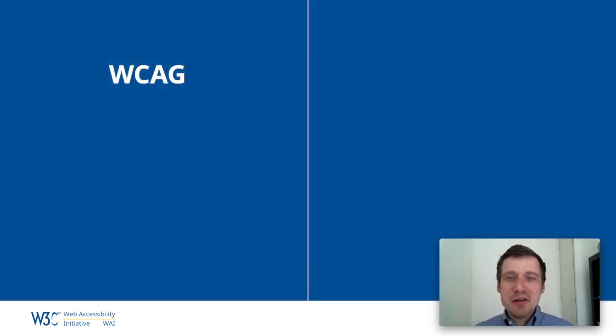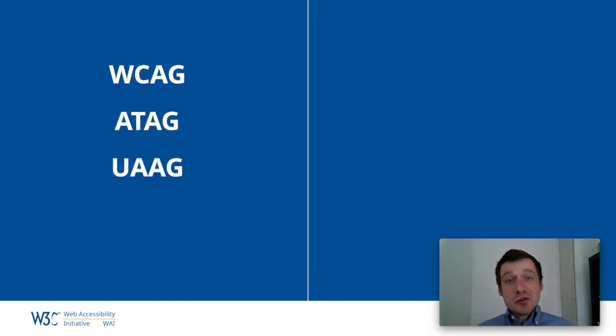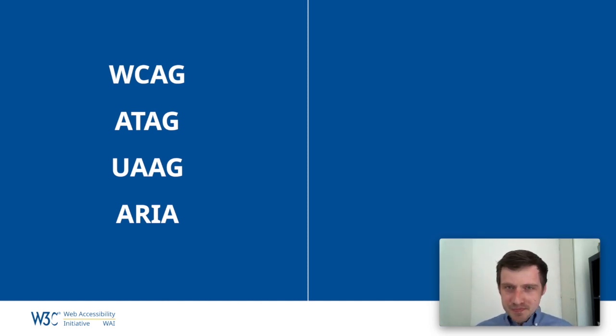WCAG, the best known one, I would say. It's adopted by governments worldwide. And it is for making web content more accessible. And then there is ATAG, which is about authoring tools, UAAG, which is about user agents, like browsers, for example, and other tools that you can use to access the web. And then there's ARIA, which might be very familiar to any front-end developers that are watching. It's basically a superset of HTML that allows you to set accessibility metadata on your content.